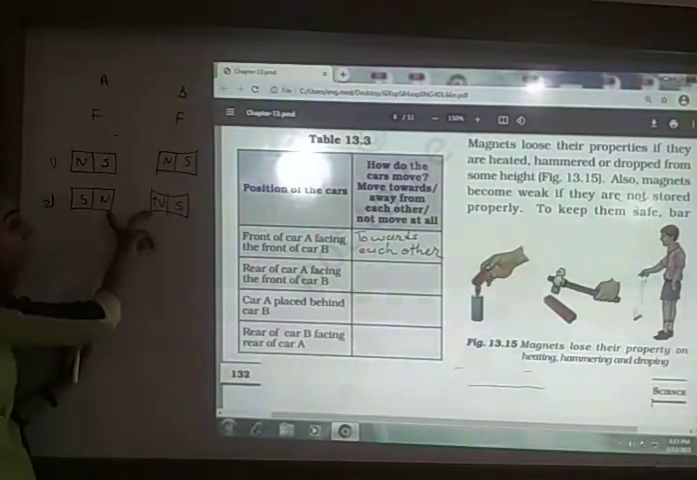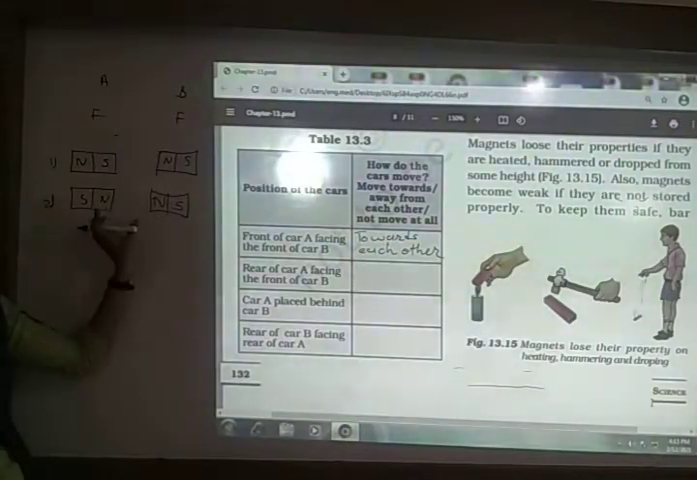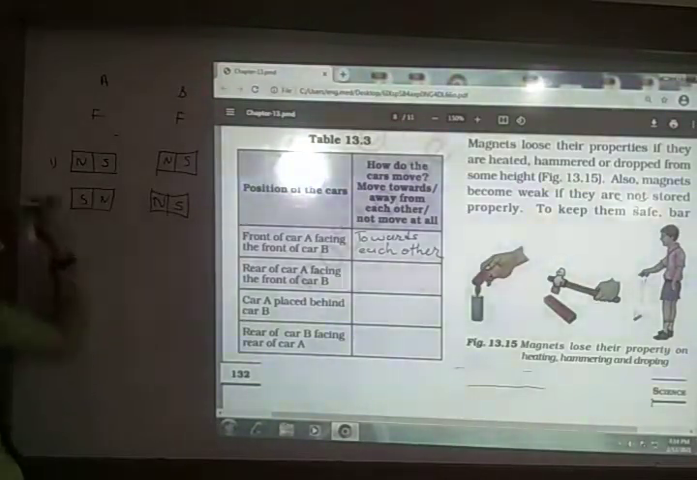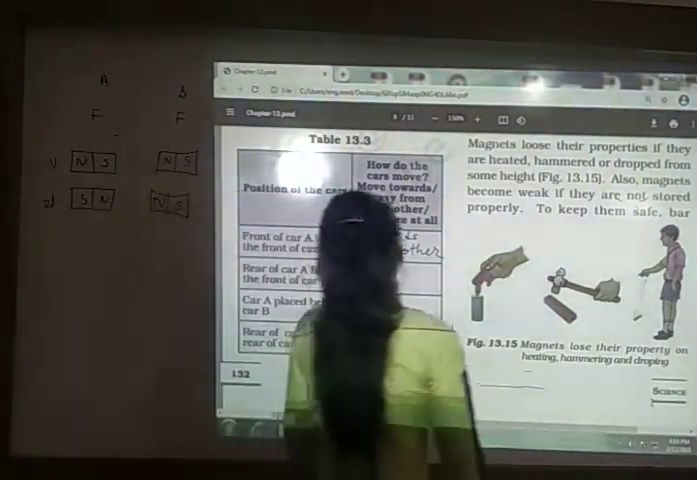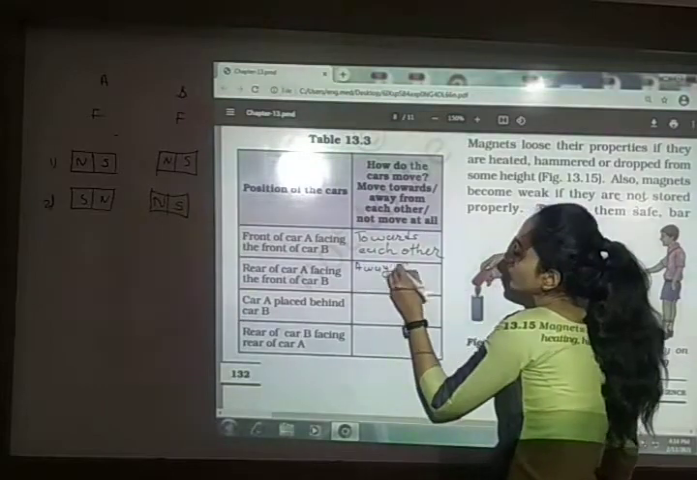So here you can find that the north poles are facing each other. If you put the cars in this situation, they will move away from each other. This car will move in this direction and this one will move in this direction. So they will move away from each other. So here you have to write away from each other.